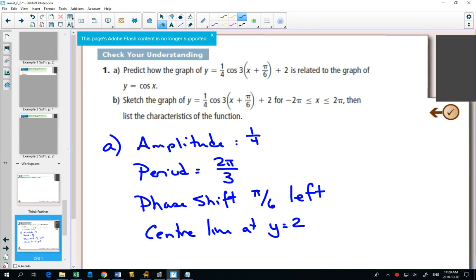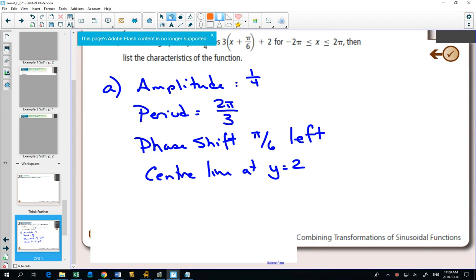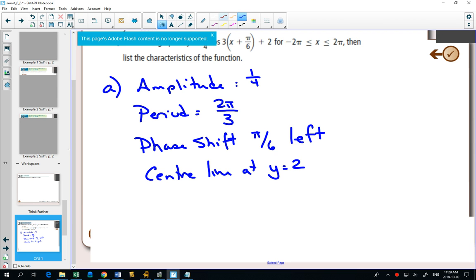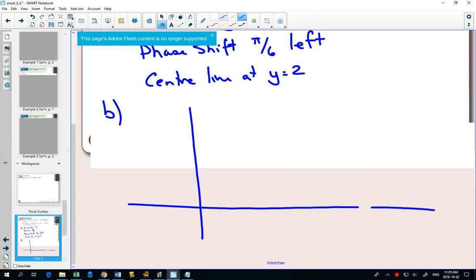But when we go to sketch this in part B, again, off to the side, I'll go through this step by step. So first I need to do my center line. My center line is at 2, so I go to 2 and label y equals 2.